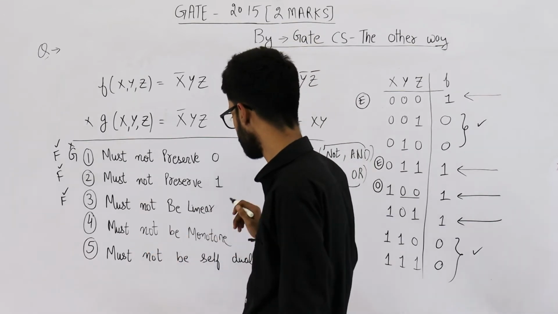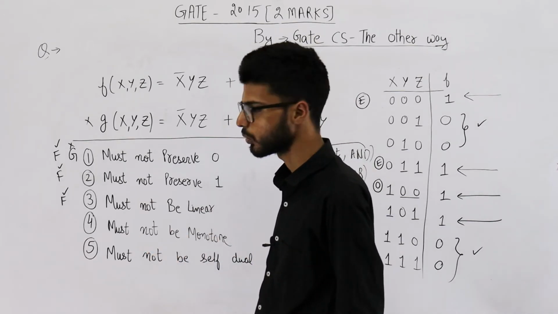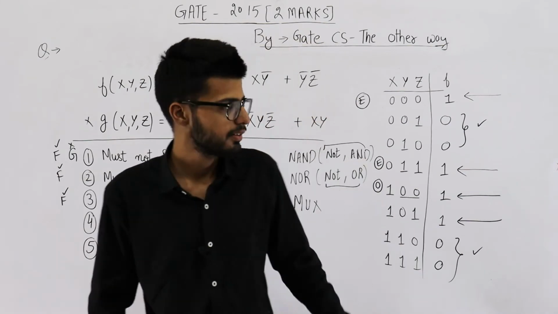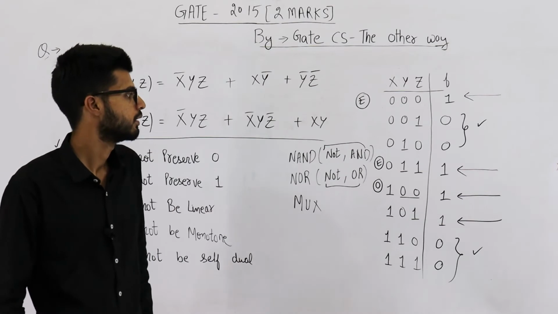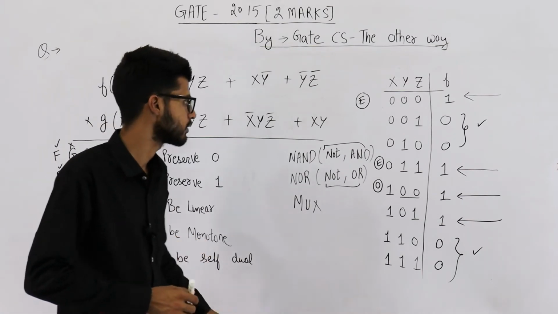The function must not be monotone. What is the meaning of monotone? Instead of proving that it is monotone, it's easier to prove that it is not monotone. How can we prove it? Let me raise the board.